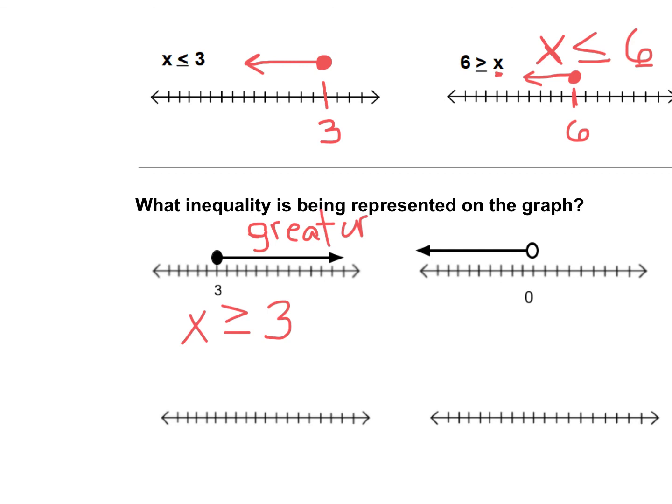And our last one, we're starting at 0 on the number line, so x is less than 0. Okay, we have an open circle. That means 0 is not included in the solution, so we keep just the less than 0.